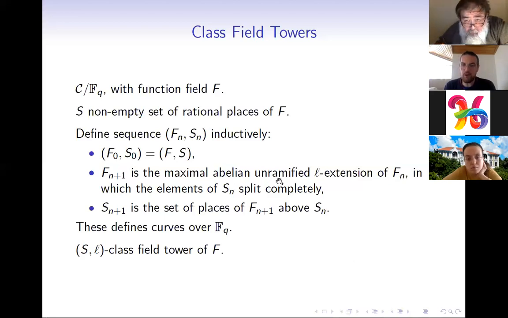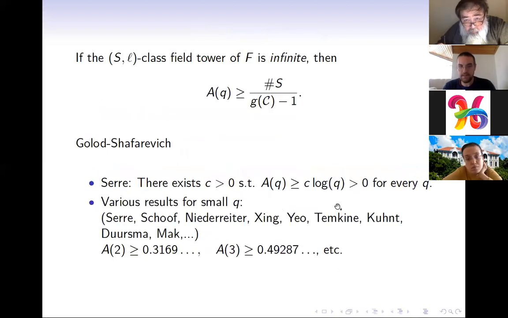Because there might be no non-trivial unramified abelian L extension in which all of those places split. So for that, one uses very classically some Golod-Shafarevich kind of criteria to ensure that in fact you get the infinite class field tower. And once you have such a class field tower, you obtain immediately a lower bound for the Ihara constant. And using this, Serre was able to show that in fact this quantity A of Q is always positive. Because a priori, it might not be the case that you have families of curves defined over the same finite field F_q, where the number of rational points grows linear in the genus.